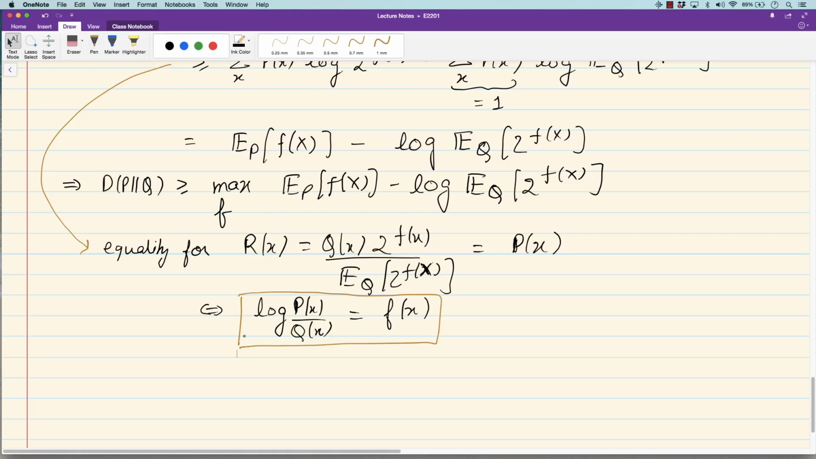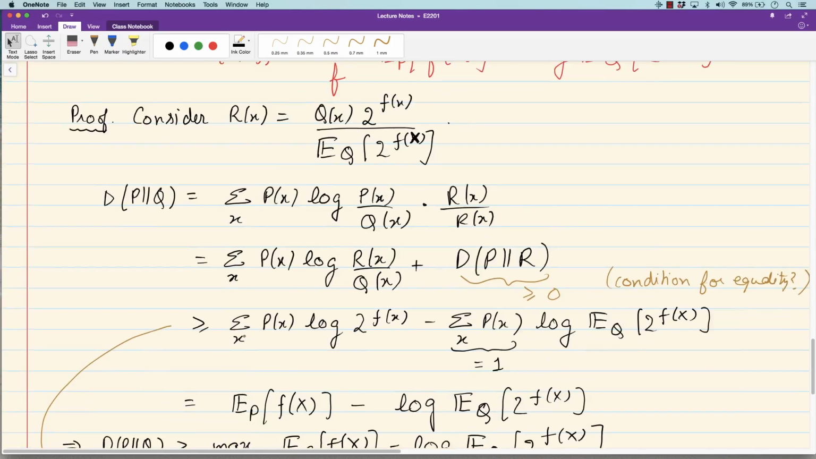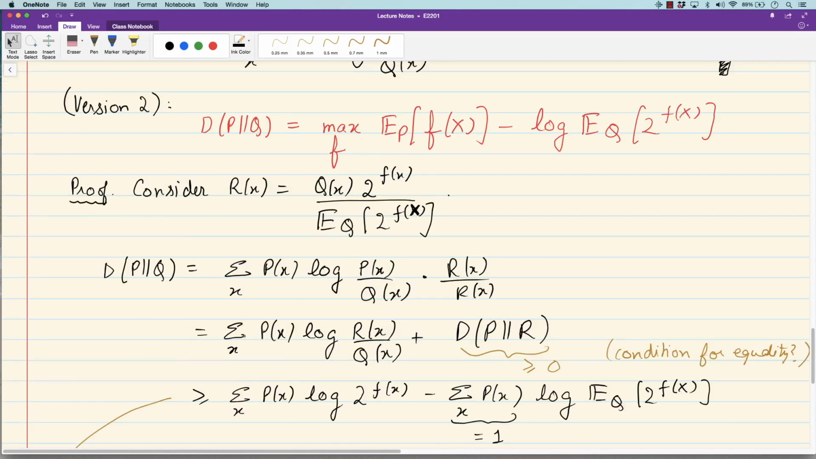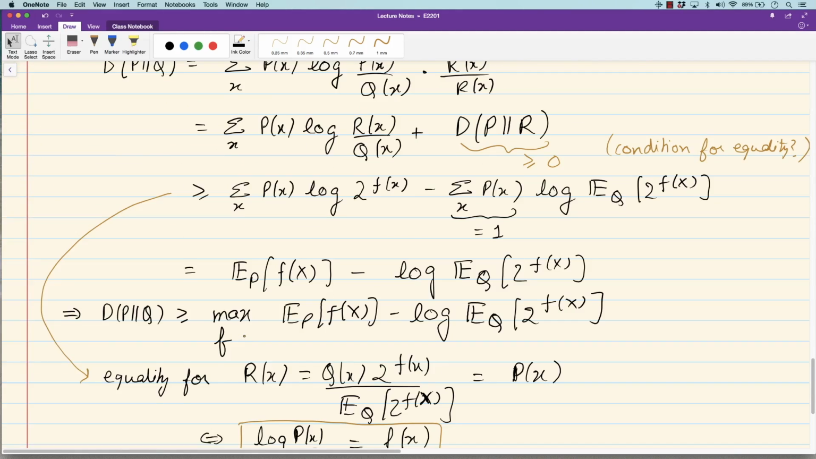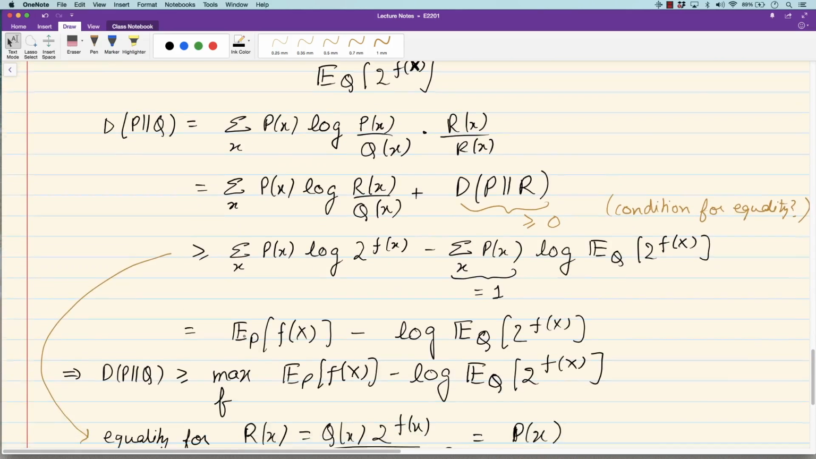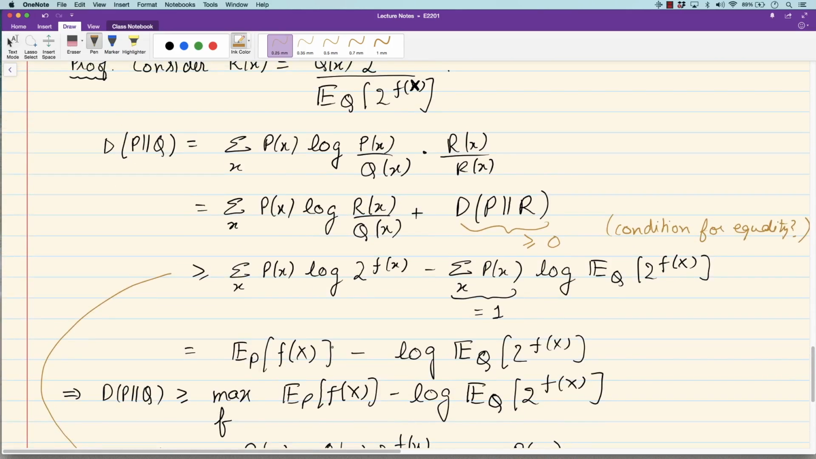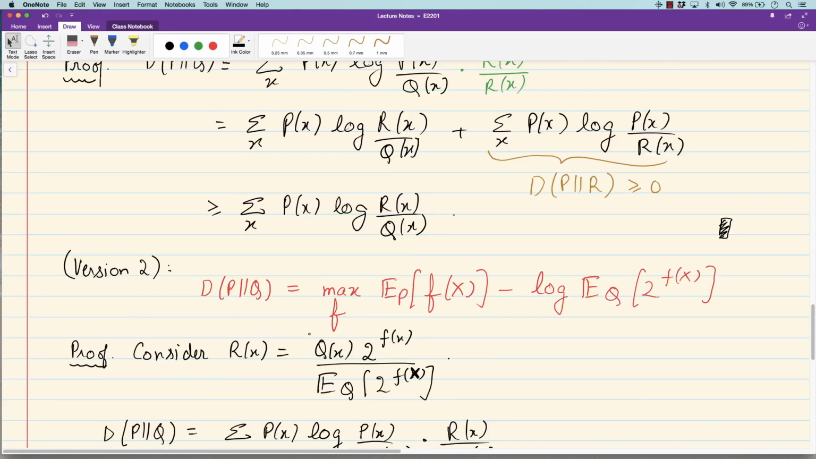Of course, we are restricted to distributions where the support of p is within the support of q. So you can always find such f. And for this f equality holds, and otherwise dpq is always greater than the right side here. Therefore, this is equality where the maximum is attained by fx equals the log likelihood ratio, log px by qx.